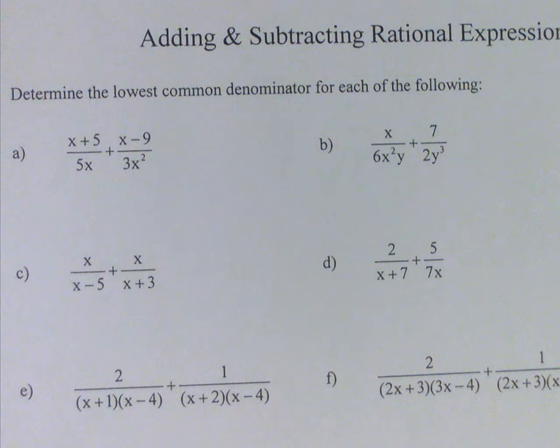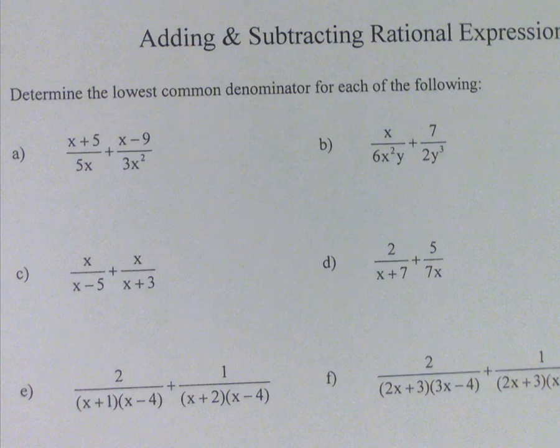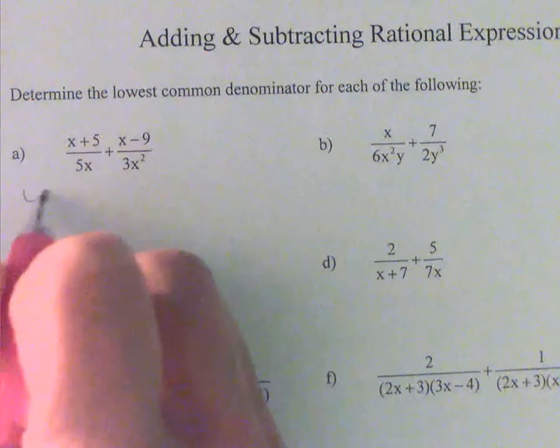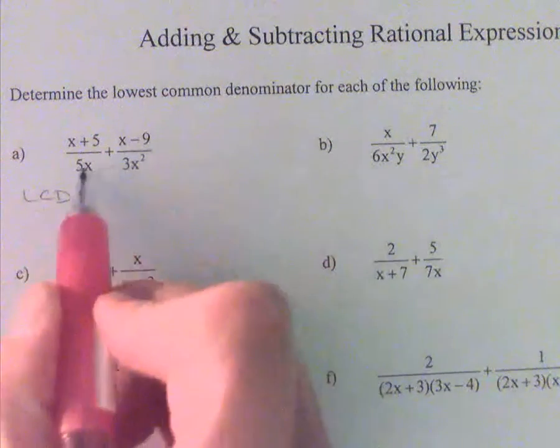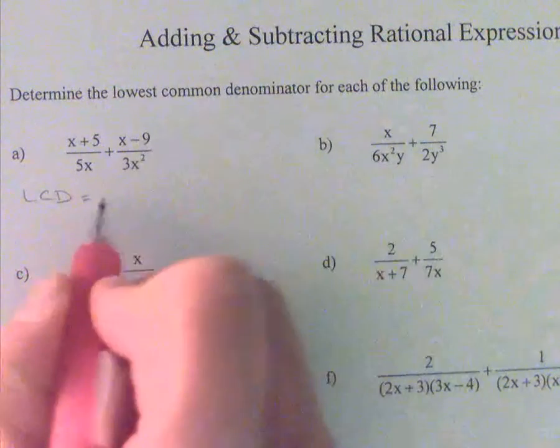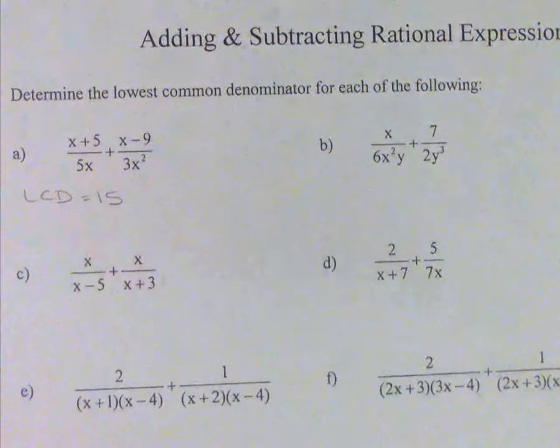Okay, so let's look at adding and subtracting rational expressions. So first thing we need is always a common denominator. So we're going to look for, just right now, the lowest common denominator. So I'm going to say the lowest common denominator. So if I look between 5 and 3, I would use 15.